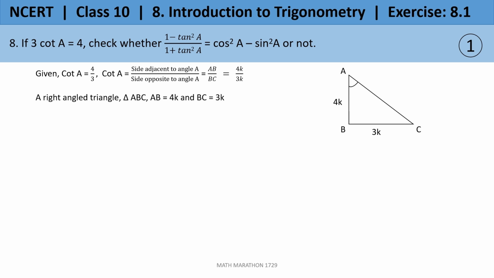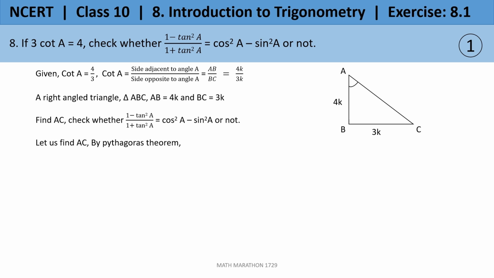We have a right-angled triangle ABC. AB is equal to 4K. BC is equal to 3K. We need to find AC. We need to check whether (1 minus tan square A) divided by (1 plus tan square A) is equal to cos square A minus sin square A or not. Let us find AC. We can use Pythagoras theorem. In a right-angled triangle, hypotenuse square is equal to the sum of squares of the other two sides.